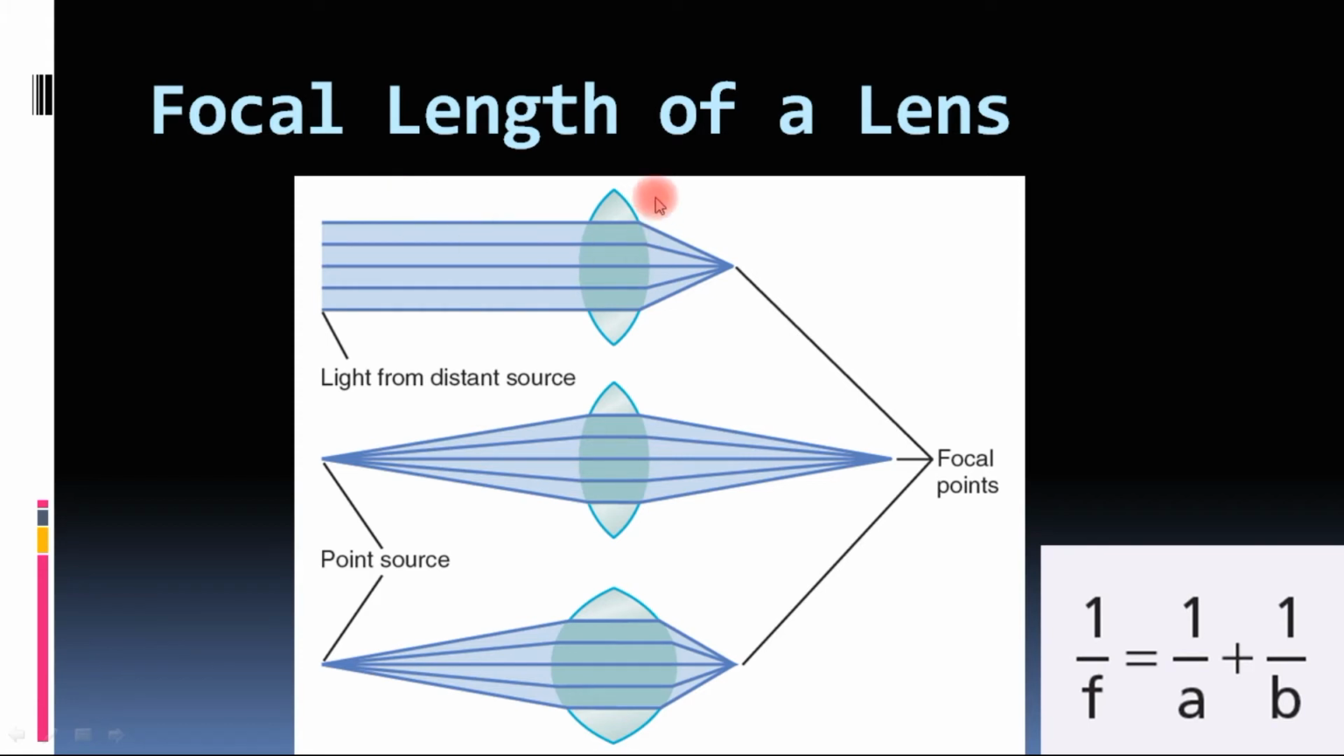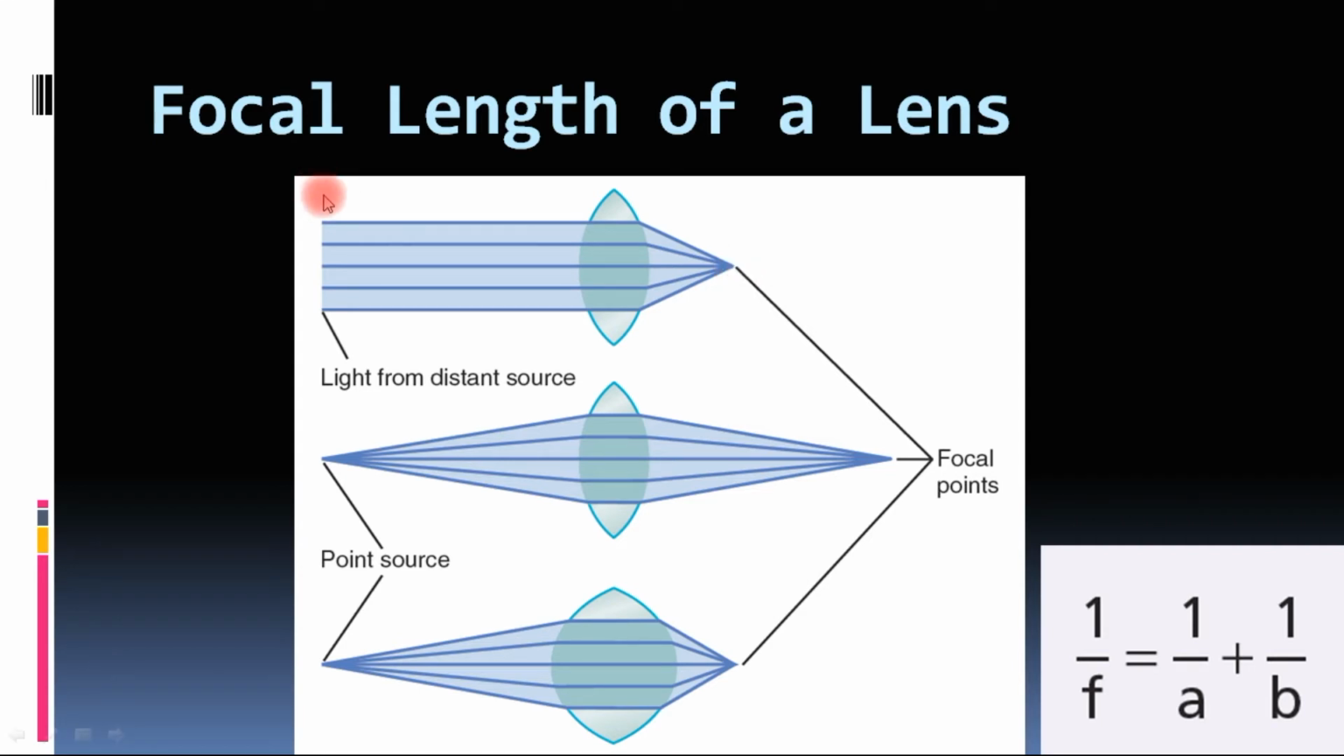So when the lens is there and parallel light rays are coming from a distant source and they fall on the lens and converge on a focal point, the distance between the midpoint of the lens and the focal point will be called the focal length of that particular lens. So for this particular lens, the focal length would be at this point. So this is how we define the focal length.